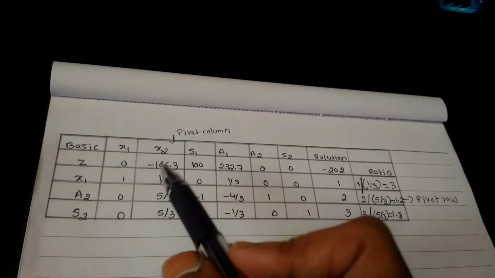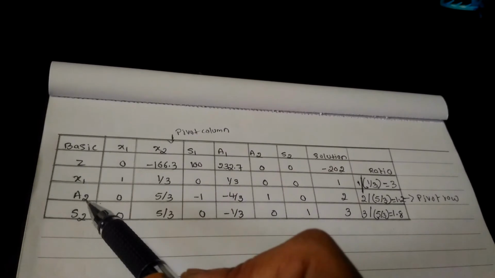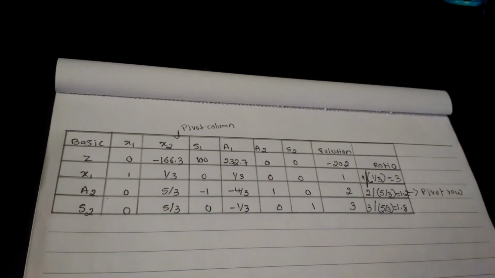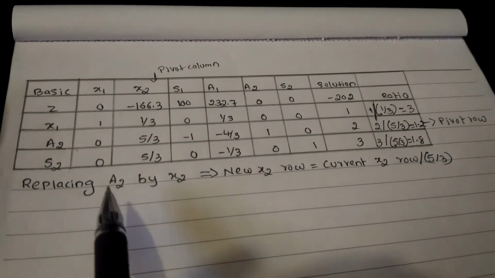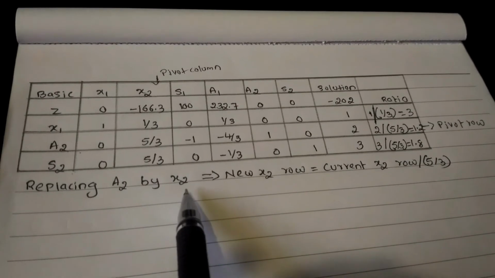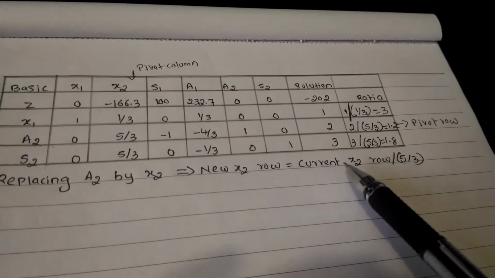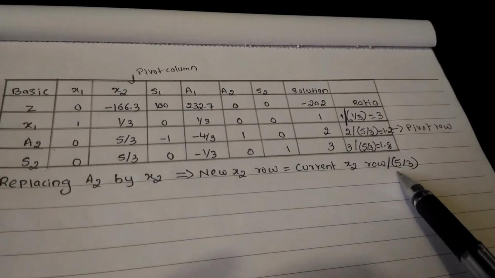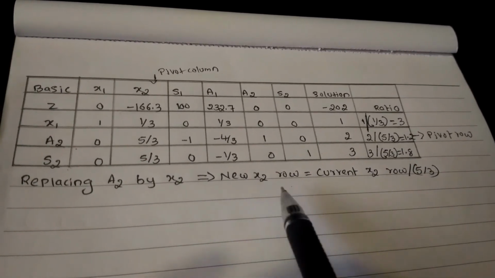In the first iteration, A1 was replaced by X1, and in the second iteration, A2 will be replaced by X2, the same way we followed in the first iteration. Replacing A2 by X2, we will come up with a new X2 row. And how to find out the values for the new X2 row? The new X2 row is equal to the current X2 row divided by 5 divided by 3. Now let us try to find out the values for the new X2 row.